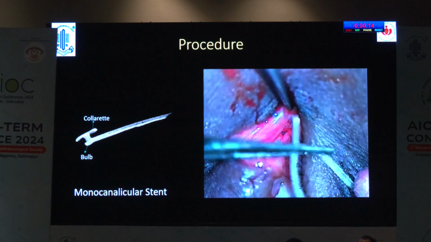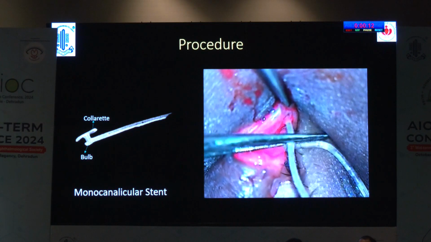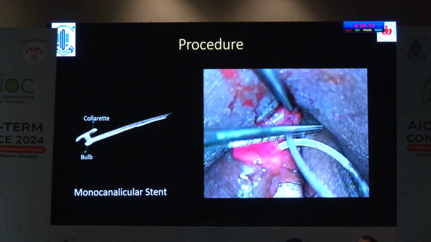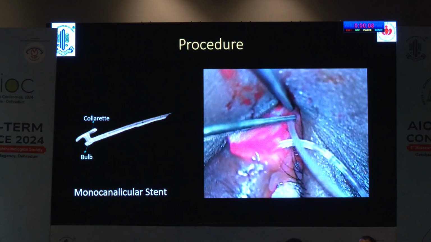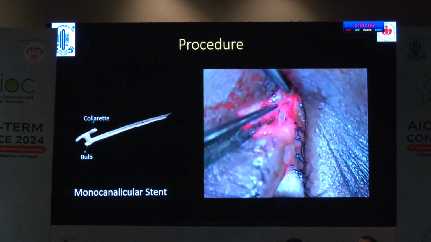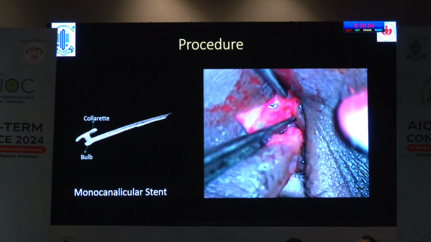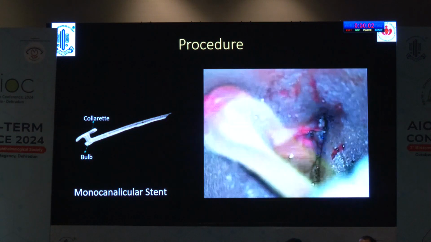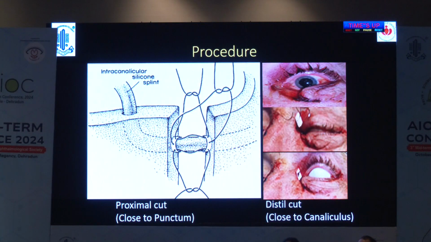You have already identified the distal cut end, so you push it through the distal cut end. When you are in the right place, it passes very smoothly. Okay, once it passes, the next step is to put the sutures. When your cut end is towards the punctum, it is very easy to suture. You suture it like any other marginal lid tear.